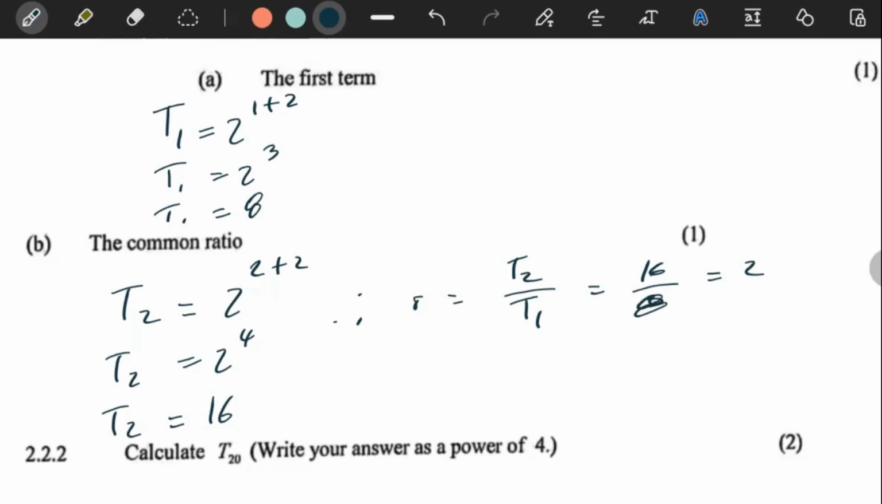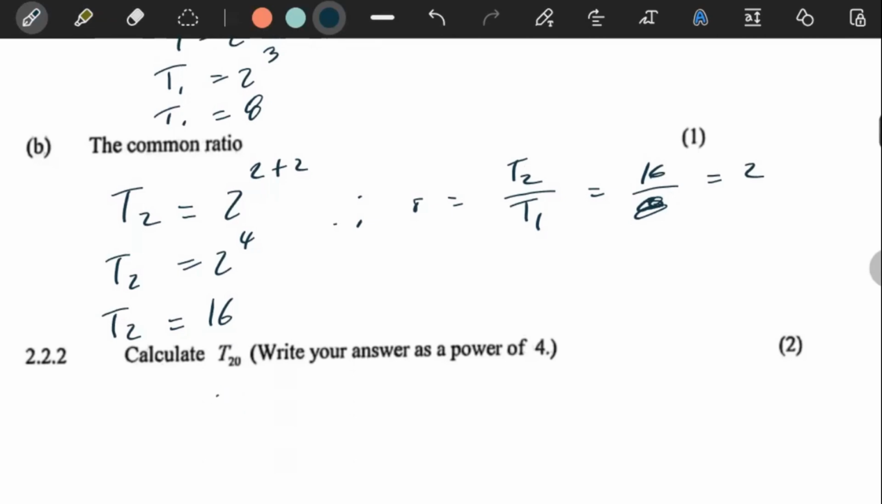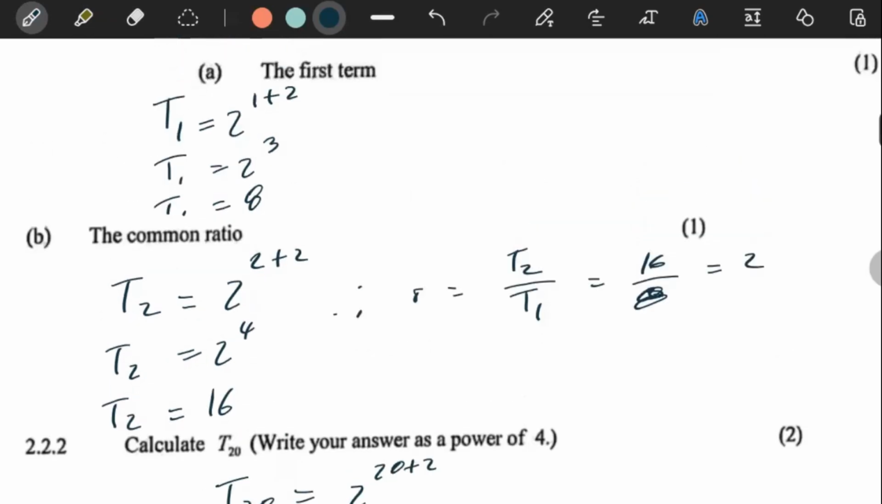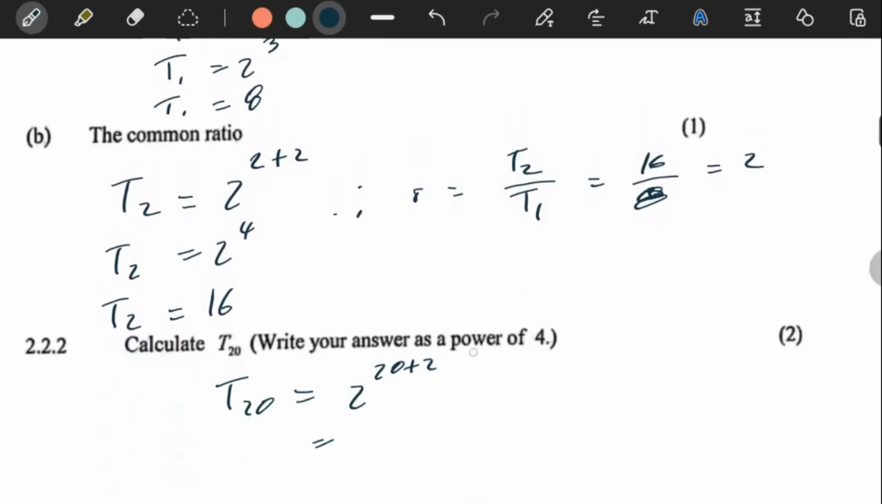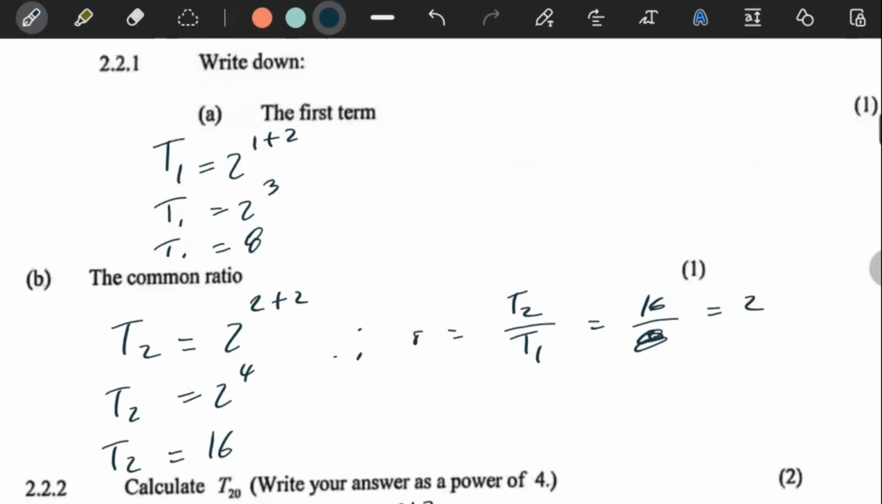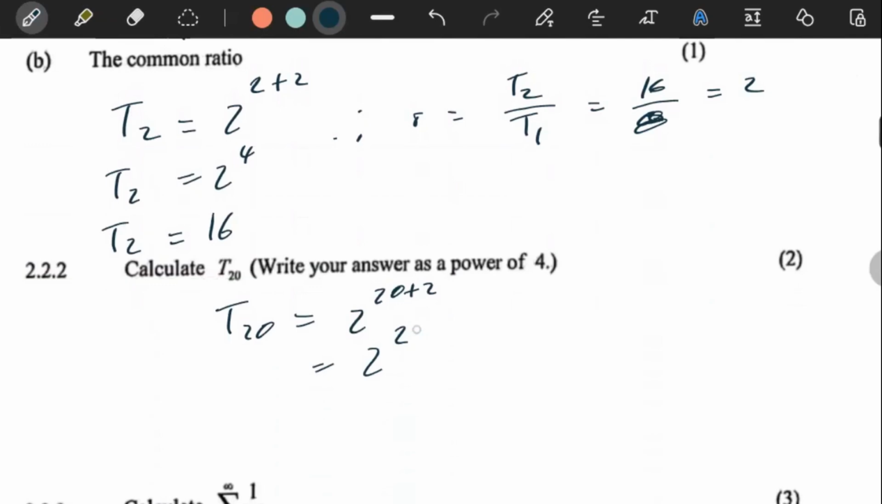Okay, that's r. Calculate the 20th term. Yeah, this is shockingly too simple. Like, it's almost scary. Write your answer as a power of 4. So it means, okay, so it has to be something. Well, the question here is, are we going to say something to the power of 4? Or are we going to say 4 to the power of something?